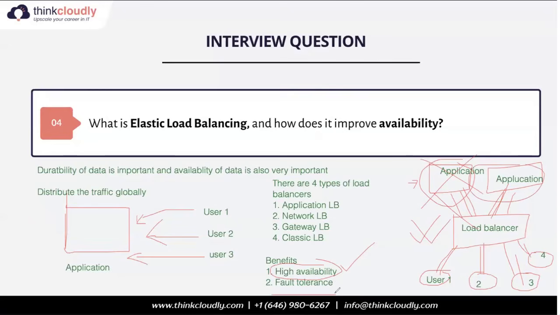If anything goes wrong with one instance, because of the load balancer, it can distribute the traffic to healthy applications only. So the load balancer also performs health checks. It checks whether these instances are healthy or not. If it finds that any instance is unhealthy, not reachable anymore, it never forwards the request to that instance anymore. Are you guys getting my point? Is everyone able to understand how the load balancer actually works and how it improves availability?